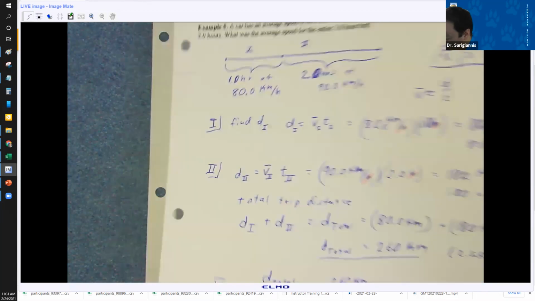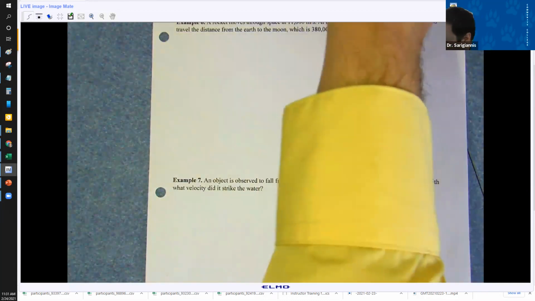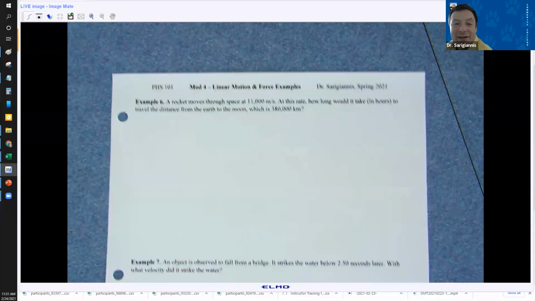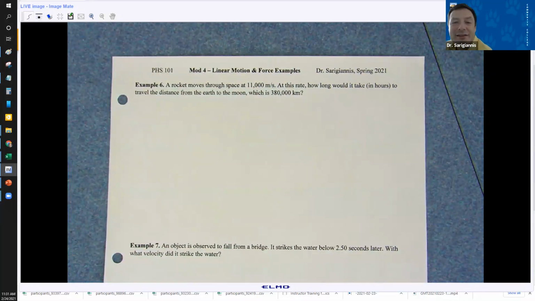All right, so that's example 5. We should be able to get through the next 2 here. Example 6. A rocket moves through space at 11,000 meters per second. At this rate, how long would it take in hours to travel the distance from the Earth to the Moon, which is 380,000 kilometers?